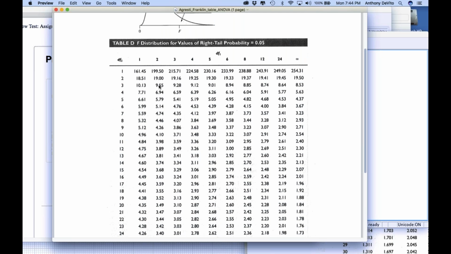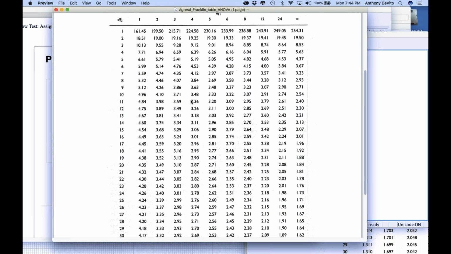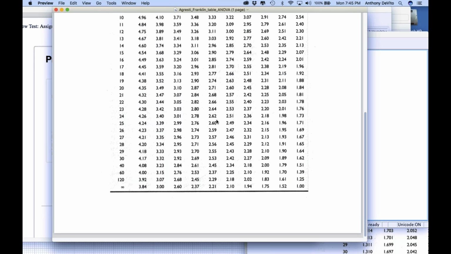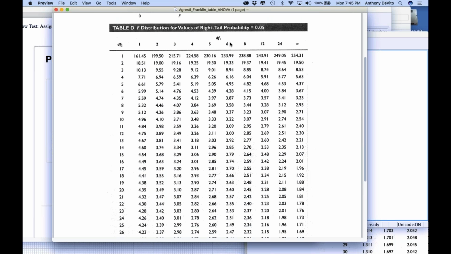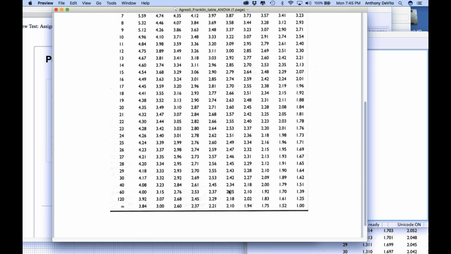If we only had 3 groups and a relatively small sample size, it might be 3.48, right? Or 4.35 and so on and so forth. So based on the samples, the number of means, number of groups, and the number of people or subjects within the group, you decide what your critical value is. Our critical value looks to be something like 2.25 based on 6 degrees of freedom between the groups and 62 degrees of freedom within the groups.